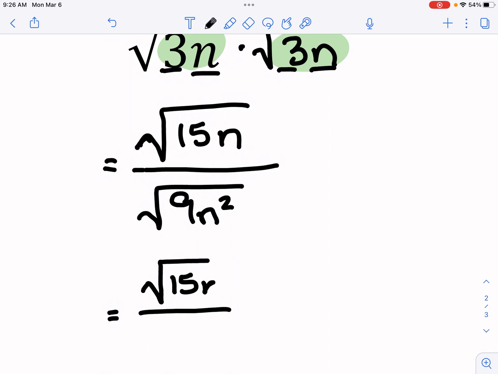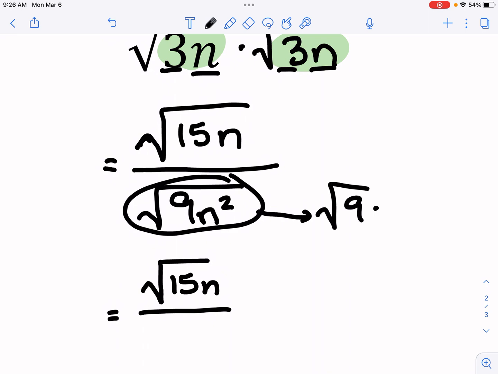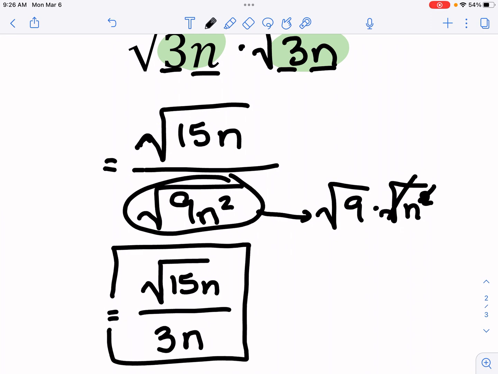Nothing's happening with that. But for this part, we can separate this as square root of 9 times square root of n squared. Square root of 9 is 3. Square root of n squared, you could think about that as canceling. This is just 3n. This is your final answer.